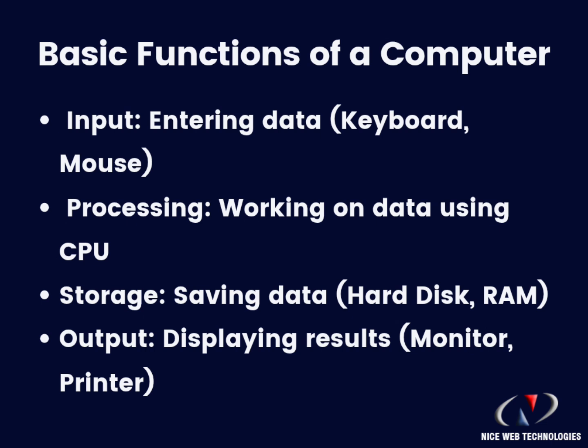Third is storage. The data can be saved in memory so that we can use it later when needed. And finally, output. This is when the result is shown to us through devices like a monitor, speaker, or printer. So, every task on a computer follows this cycle: input, process, store, and output.